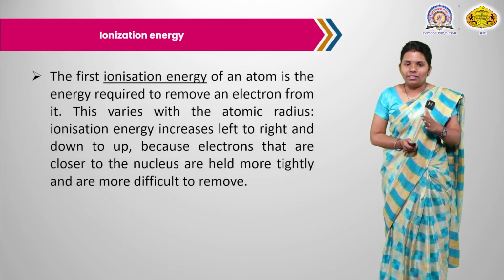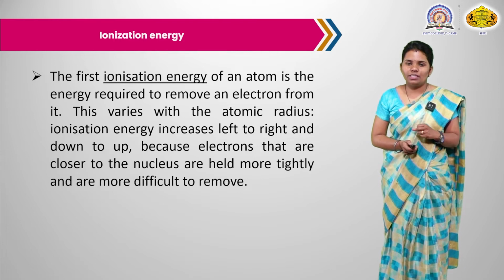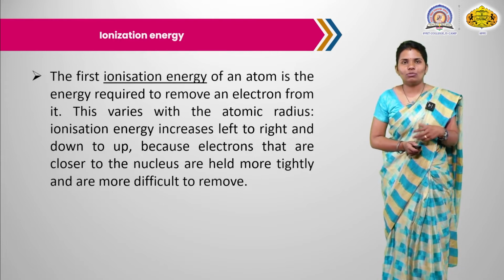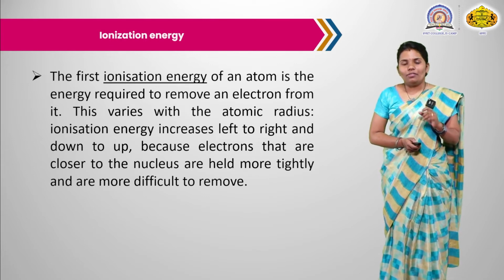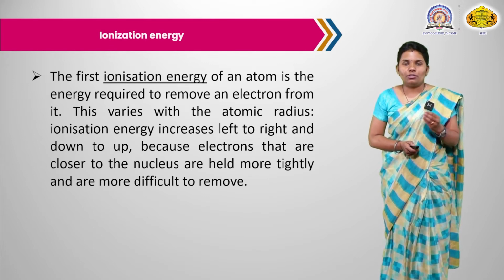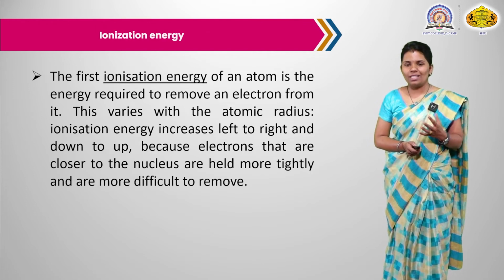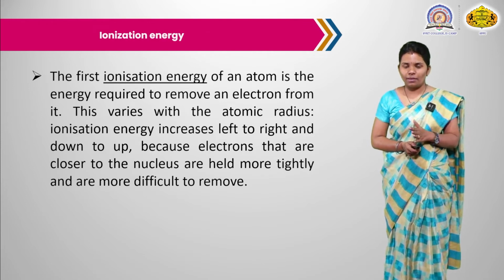Next is the ionization energy. The ionization energy is the minimum amount of energy required to remove an electron from the outermost orbital. If you take the example of nitrogen, nitrogen has the electronic configuration 1s2, 2s2, 2p3, as it has atomic number 7.